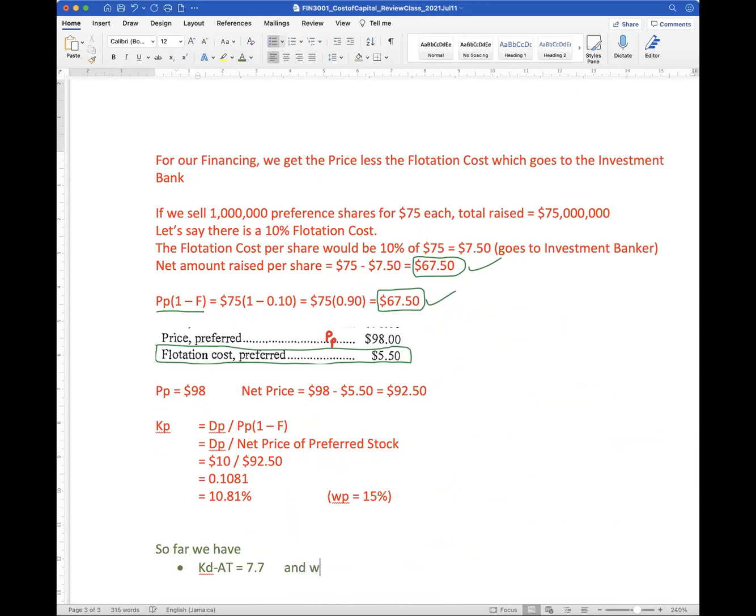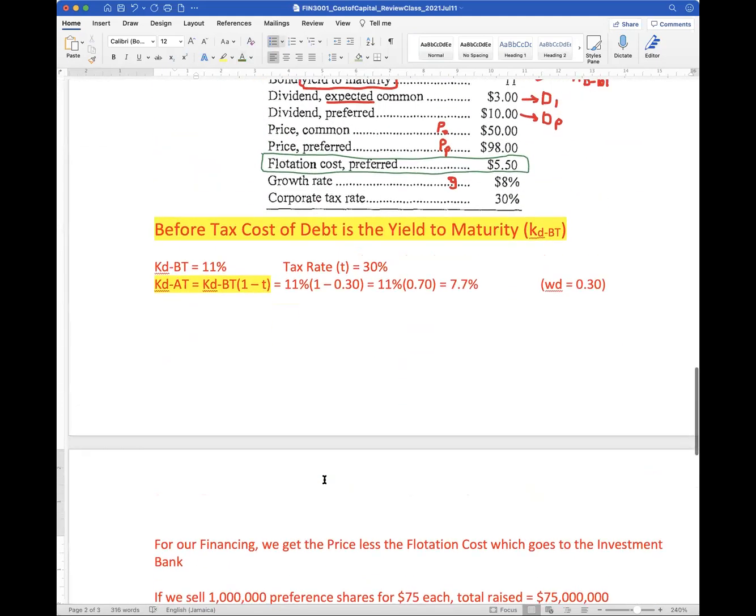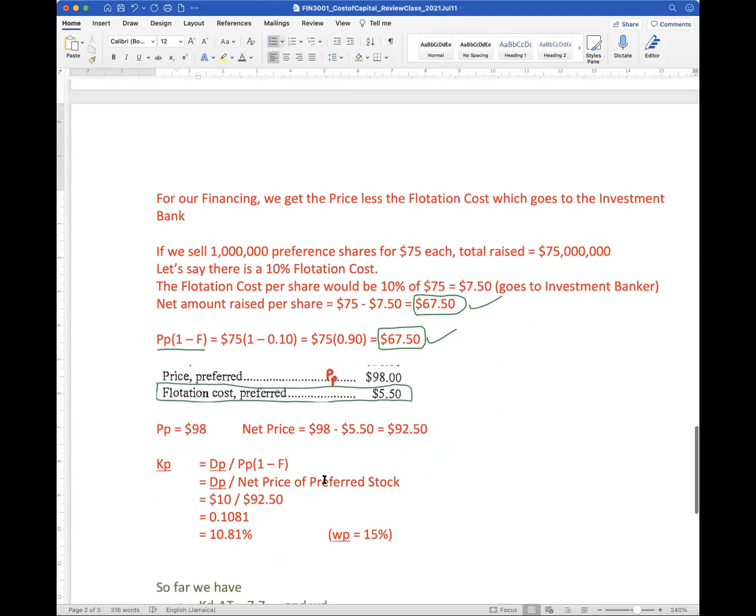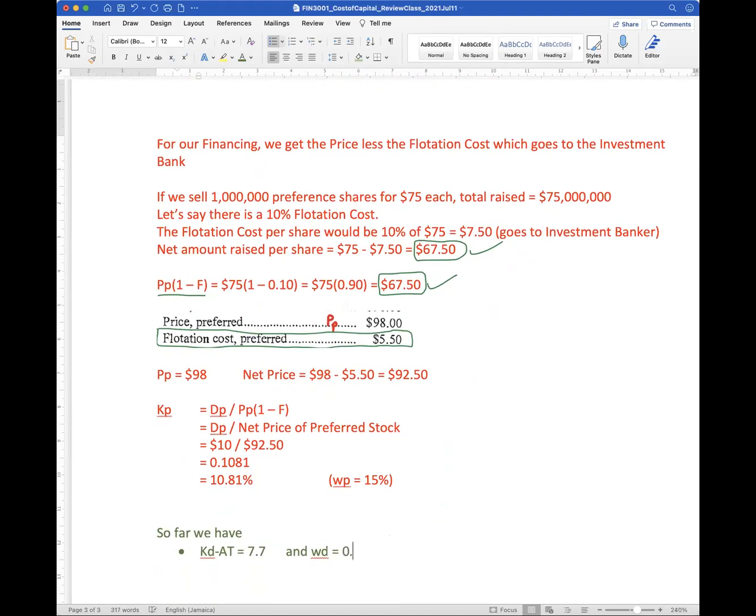And weight of debt equals 30%. We also have cost of preferred shares, I'll put on a percentage sign. Cost of preference shares equals 10.81%. And the weight of preference shares is equal to 15%.